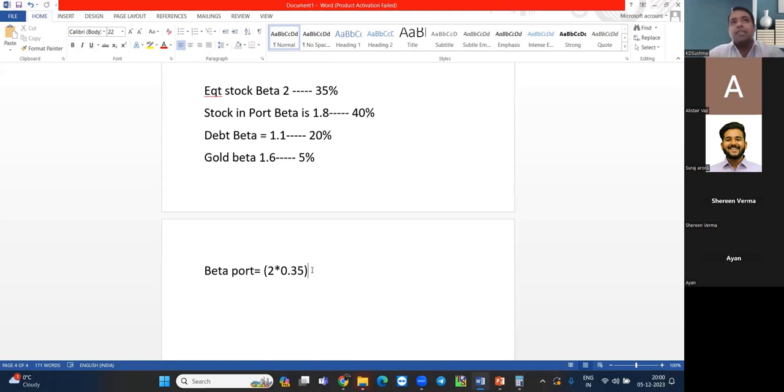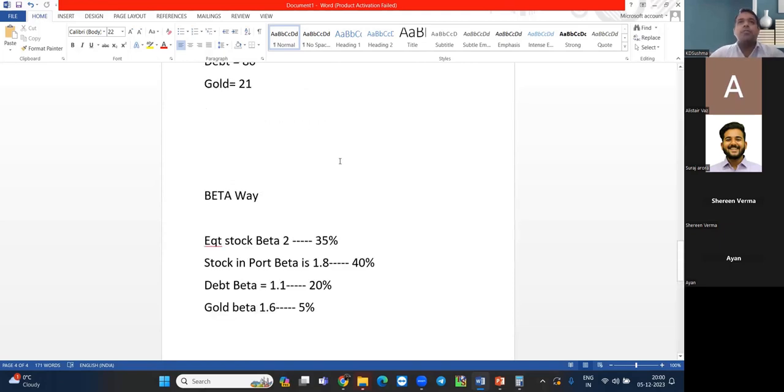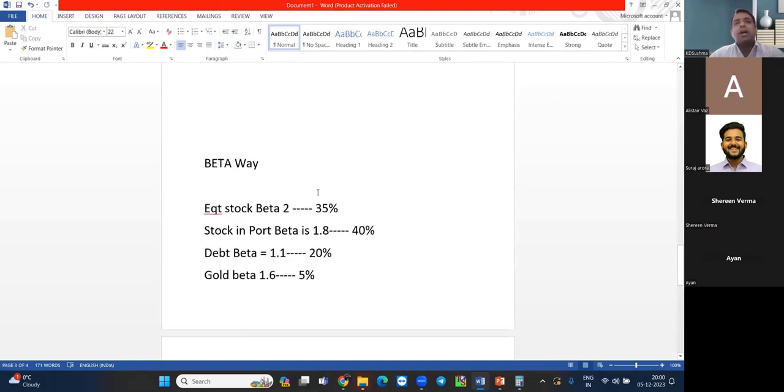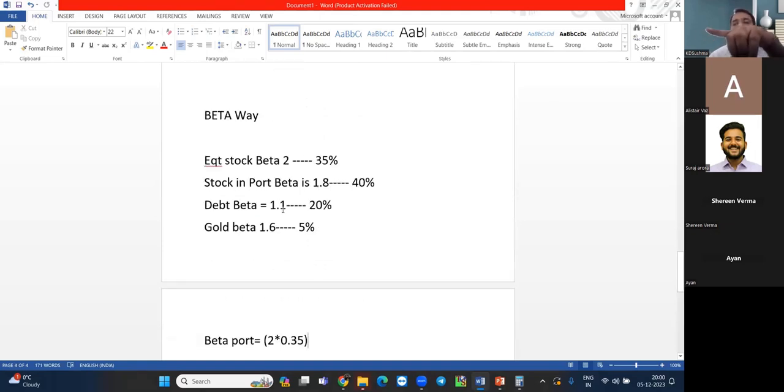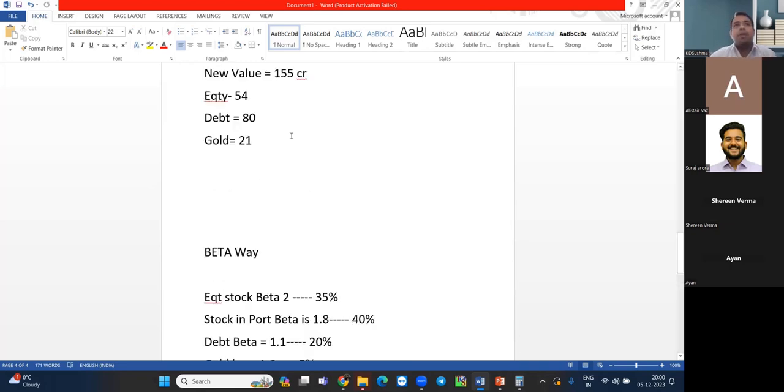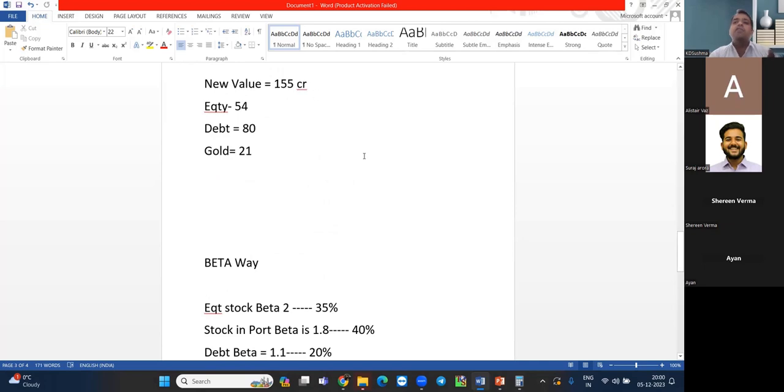The change we showed, where did it come from? We moved from high beta to low beta. When I increase the weight of low beta assets, it reduces the volatility of the overall portfolio. This is what is happening behind the scenes. That's why the value of our portfolio is not coming down. Understood?